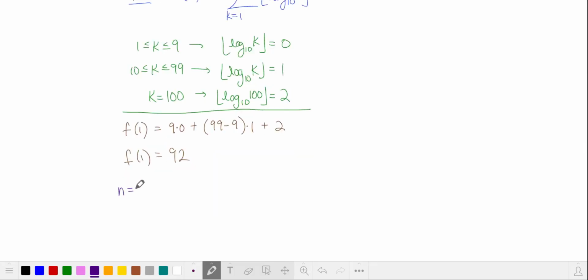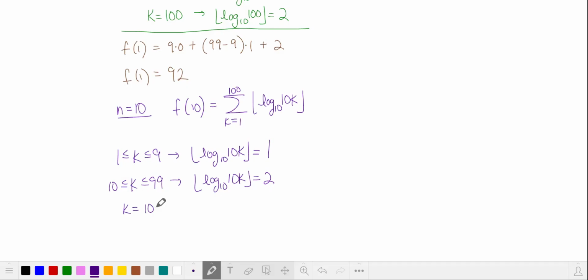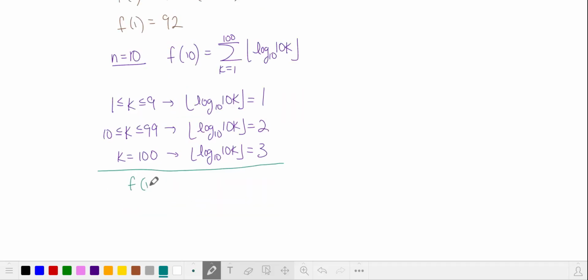We'll try n equals 10, so this is f of 10, and when k is between 1 and 9, the floor of our log is 1. k between 10 and 99, each of these terms contributes 2, and when k is equal to 100, the log is 3. So we'll calculate f of 10. We have 9 terms that contribute 1, 90 terms worth 2, and then the last term is 3. So f of 10 is 192.